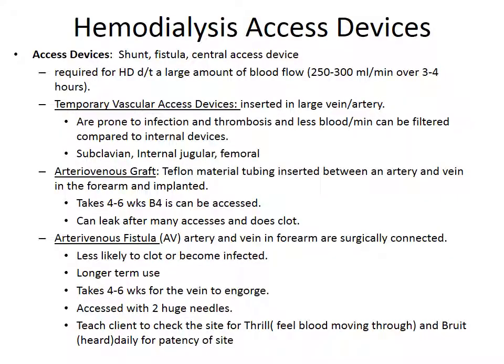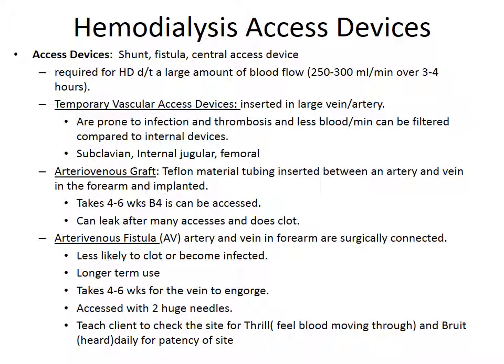Hemodialysis access devices, there are several. There's a shunt, there's a fistula, and there's also a central venous access device. They're required for hemodialysis due to the large amount of blood flow and the rapid type of blood flow that goes through, 250 milliliters or more over a 3 to 4 hour run. There's a very high pressure system when you access an artery. Therefore, the shunt or fistula or central access device has to be able to tolerate these larger pressures.